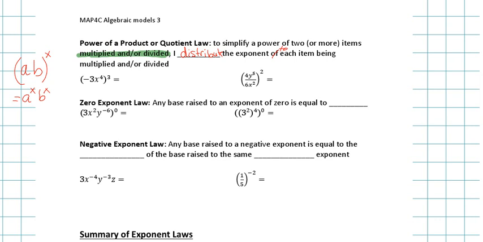Now, let's look at this. I have negative 3x to the power of 4, all to the power of 3. How would I do it? And the 4 exponent 3 powered by 3.